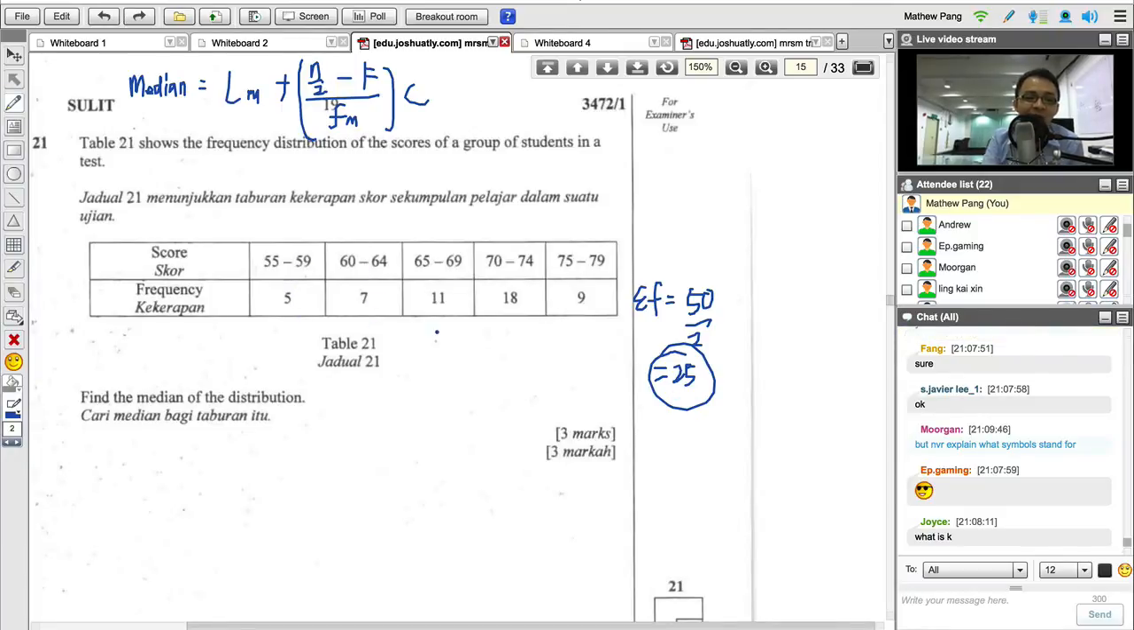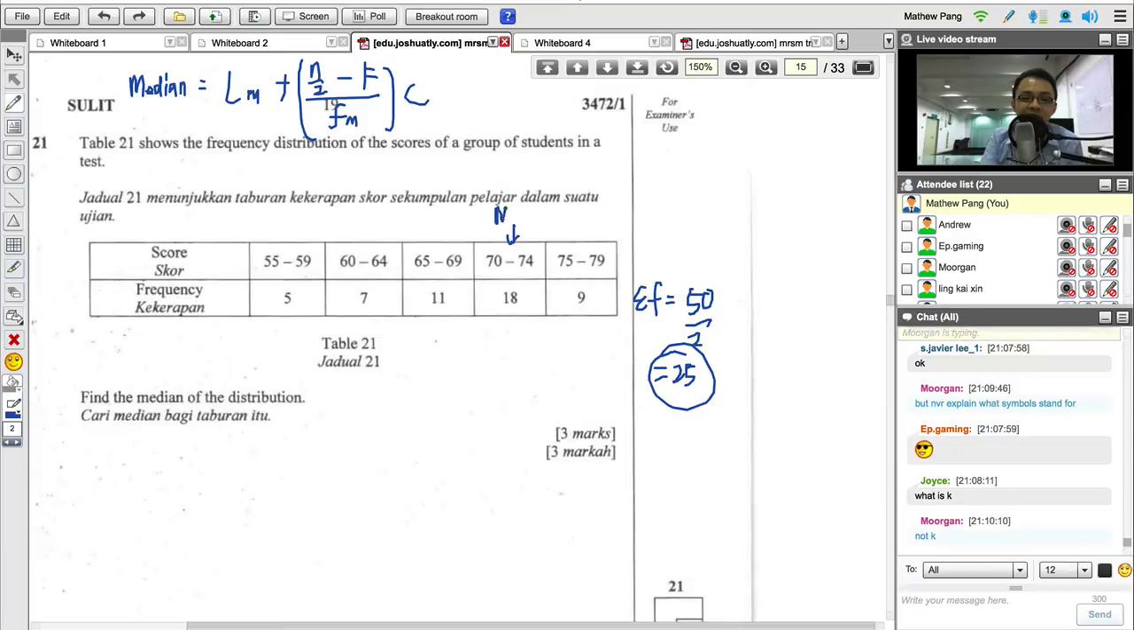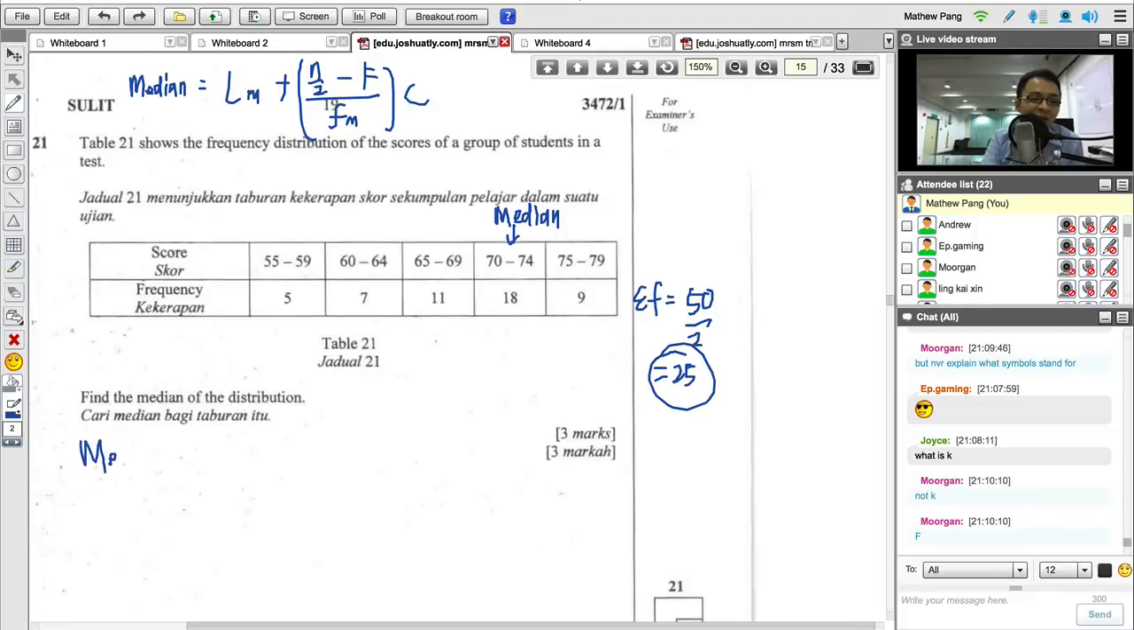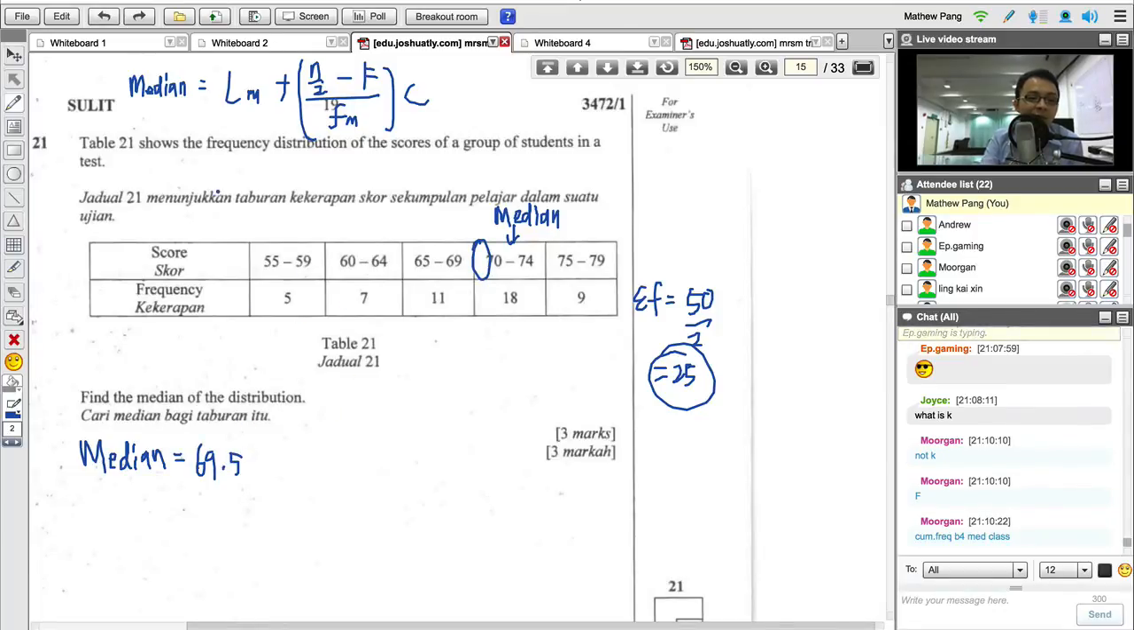Alright, so if this one is the median class, I can start to do my formula. First, the lower boundary of the median class. The lower boundary here will be 69.5. I hope you know how to find the lower boundary. Because it's 70, the lower boundary is 69.5, plus n over 2.